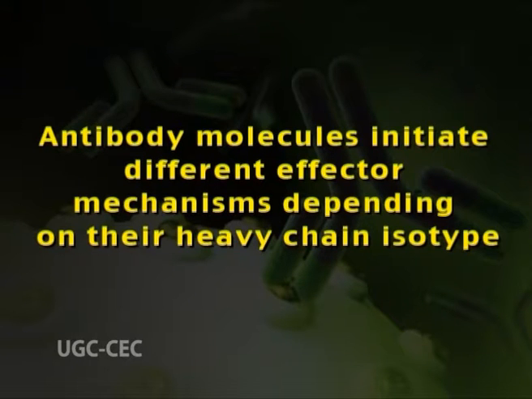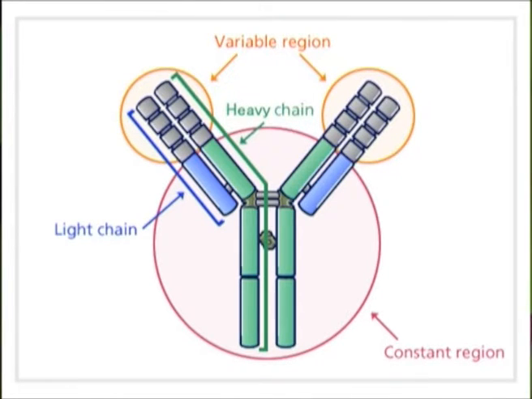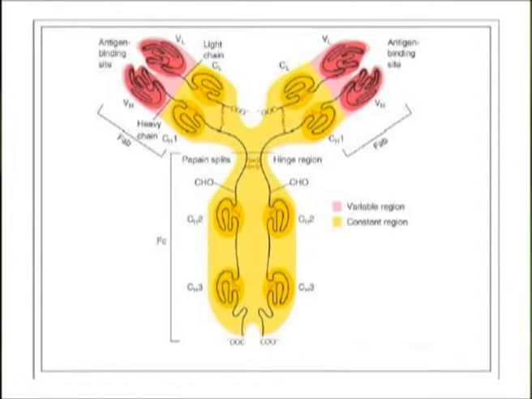Antibody molecules initiate different effector mechanisms depending on their heavy chain isotype. The heavy chain of different antibody molecules were sequenced, and an interesting fact was revealed that the N-terminal 1/4 portion of heavy chain sequence was different in majority of the antibodies, but 3/4 C-terminal sequence was from one of the 5 types of chains. This explains the presence of nearly same length of variable region in heavy chains and 5 types of constant region sequences.